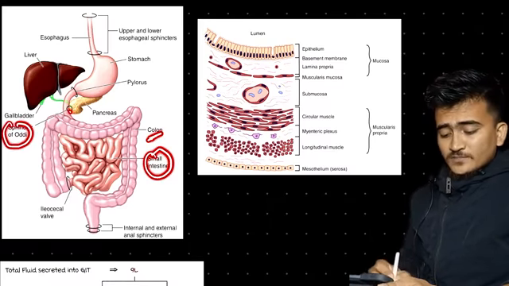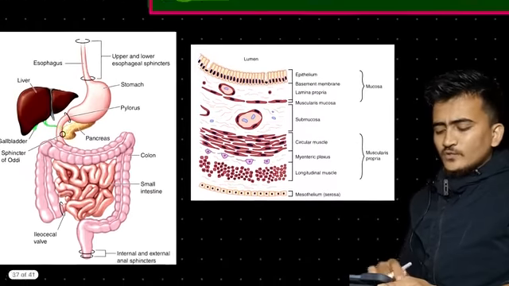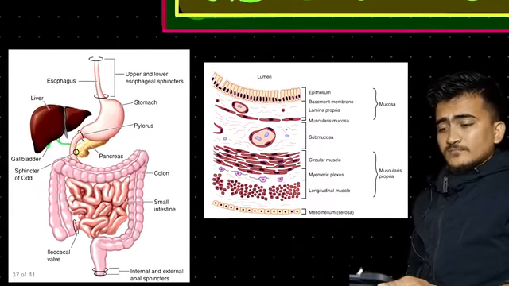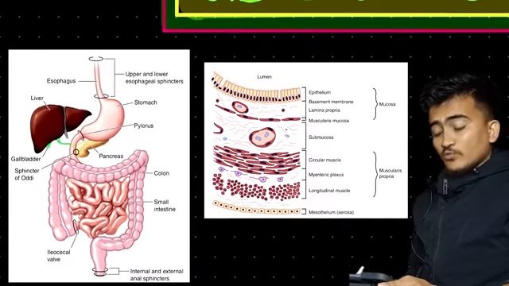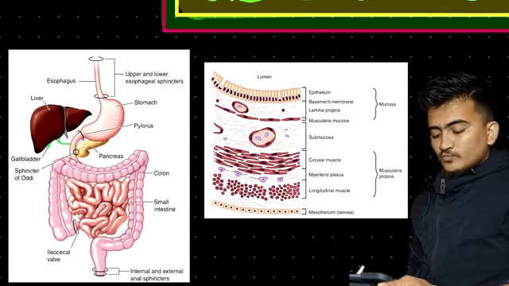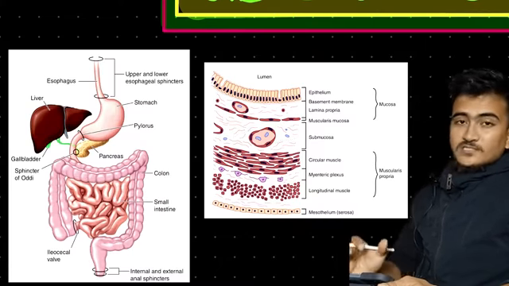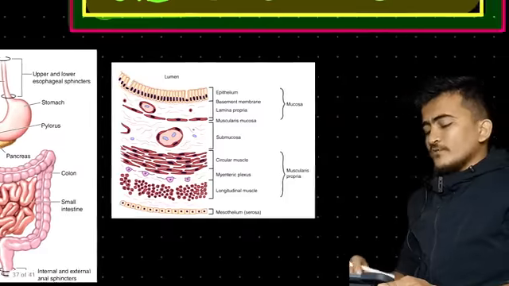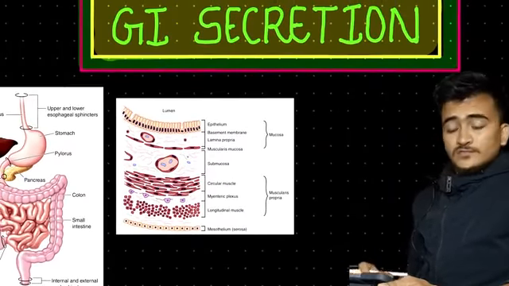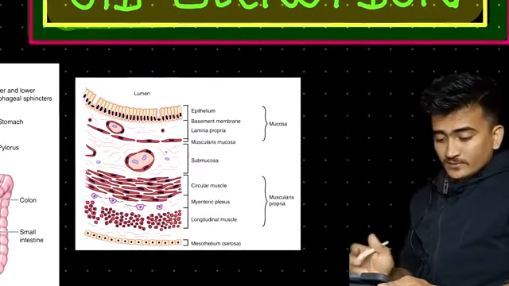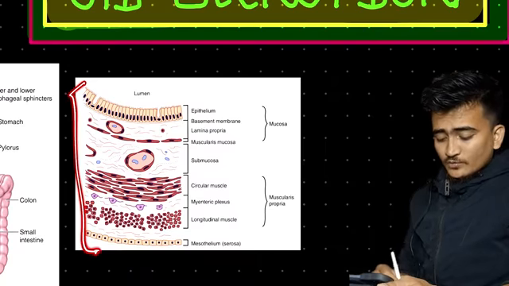Here you can see the sphincter of Oddi. This is all about the normal GI system, the parts of the normal GI system. Before getting into the real discussion, I would like to mention something very important: the histology of the GI system.